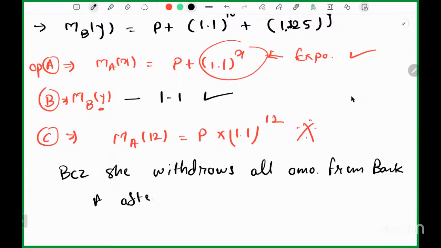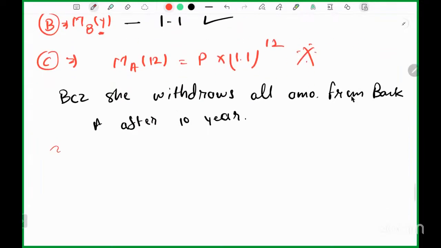after 10 years. So that means there is no balance, because MA of x is what? It's a function which shows us the amount in the bank A after x number of years, right? So since she already withdrew all the amounts from bank A after 10 years, the amount left there in bank A after 12 years is actually 0, right? So that's why this C option is incorrect, and in place of C, the D option is correct. D option says that MA of 12 is equal to 0. Is that clear why I'm saying that C option is incorrect?